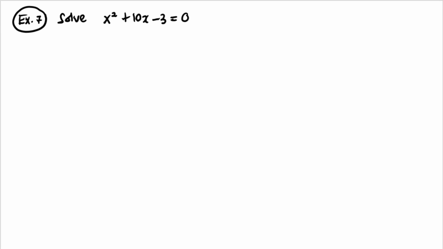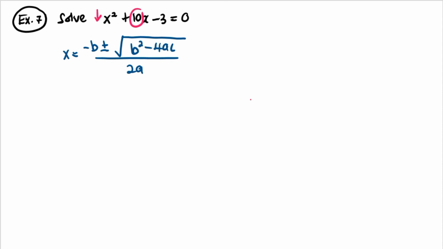So let's try this one. What if we have this quadratic? You cannot factorize this one, I guess. So what you should do is use the formula. So you can try to use the formula, which is negative b, plus minus square root of b squared minus 4ac, divided by 2a. Now you have to identify the values: a is actually 1, b is actually positive 10, and c is actually negative 3.